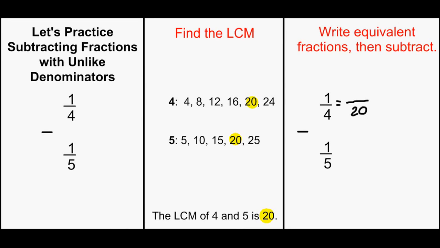Now we'll rewrite equivalent fractions. 1/4, we can say 4 times 5 equals 20. So on top, 1 times 5 equals 5. 1/5, 5 times 4 equals 20. 1 times 4 equals 4. Now we subtract. 5 minus 4 is 1, and our denominator, 20ths. Our answer, 1/20.